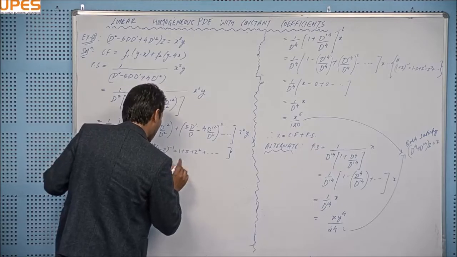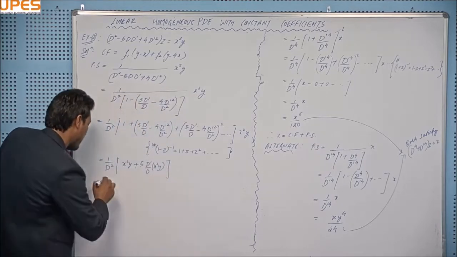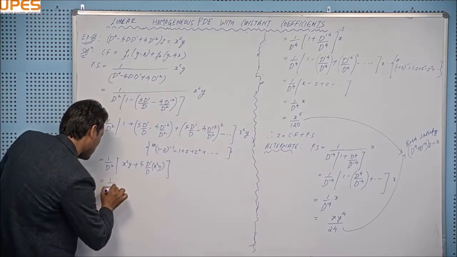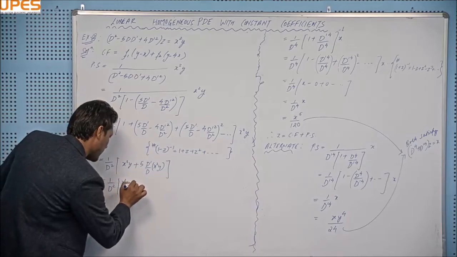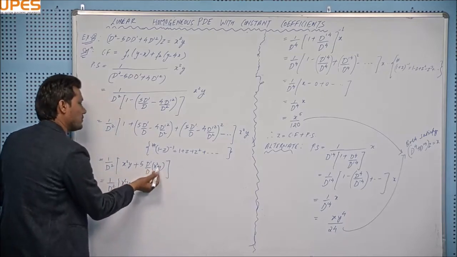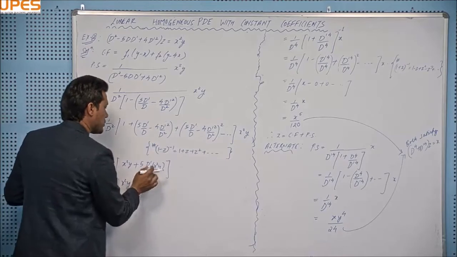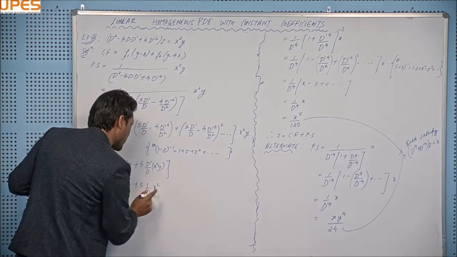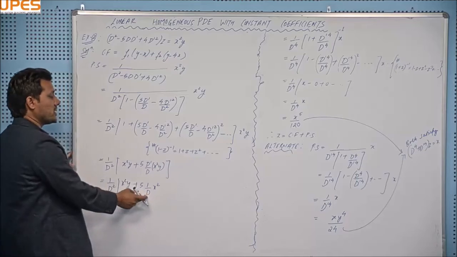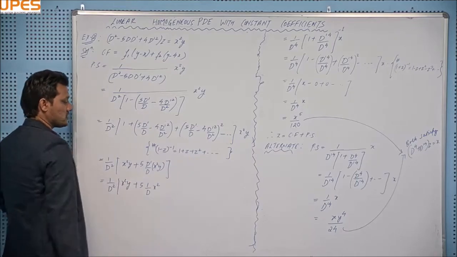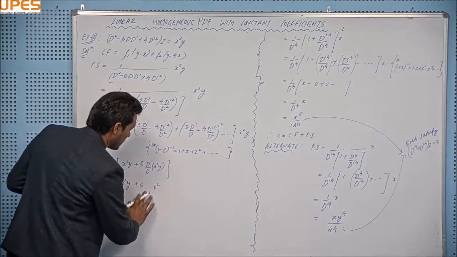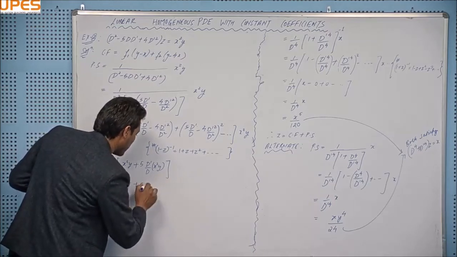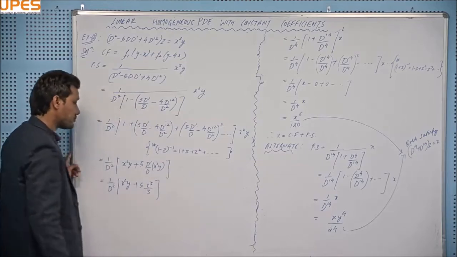Here I will have 1 upon D square x square y, and the differentiation of this term with respect to y will give me x square only, 5 1 upon D x square, right? And then what is 1 upon D? 1 upon D stands for integration with respect to x. Perform its integration with respect to x. That will be x cubed by 3. Ultimately, I am writing the result directly, x cubed by 3. So this will be my value.